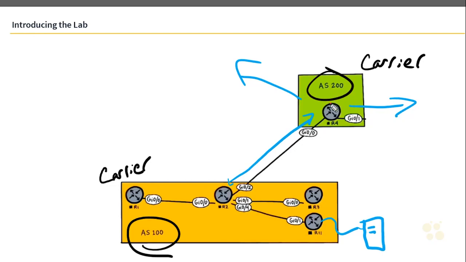The flip side of that is maybe from AS200, there is a whole network of servers here. Maybe it's a data center. And from AS200, they want to advertise networks down to us.